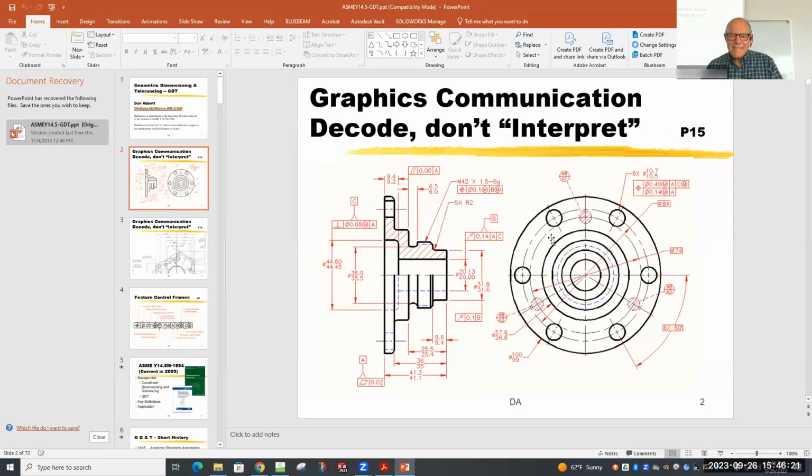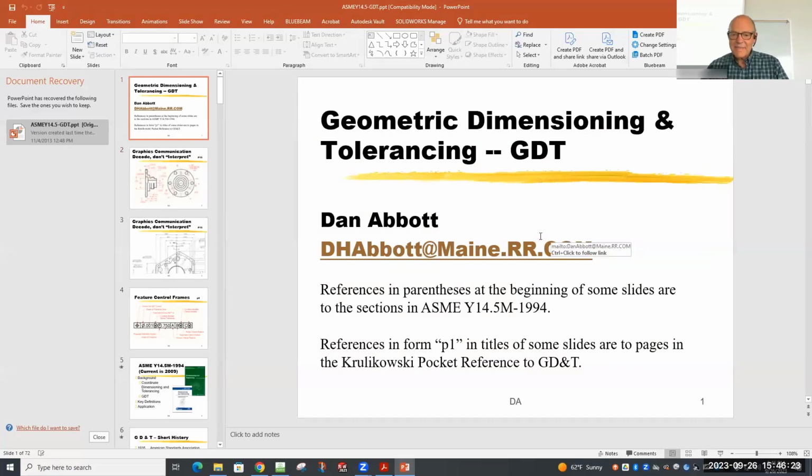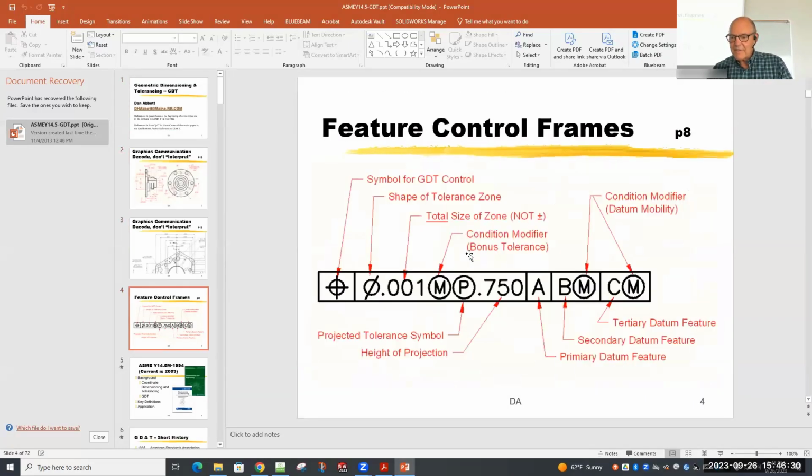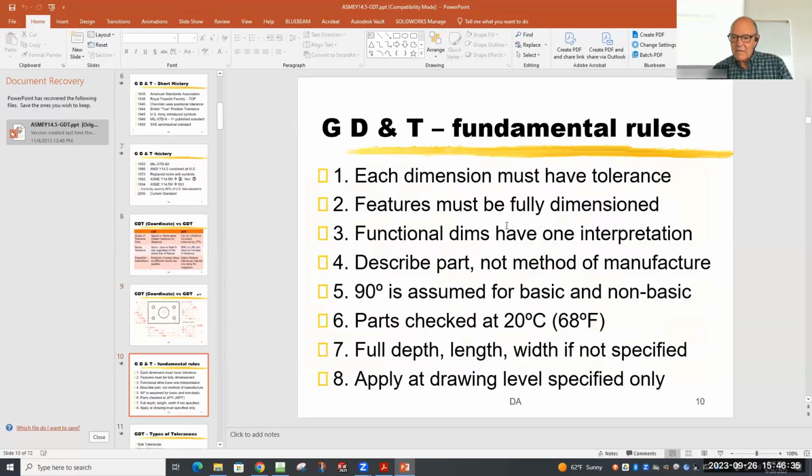So this is the PowerPoint I use when I do training for companies. If anybody would like it, I'd be happy to let you have it. You can see that it deals directly with this same illustration, and that illustration comes out of the geometric tolerance itself.